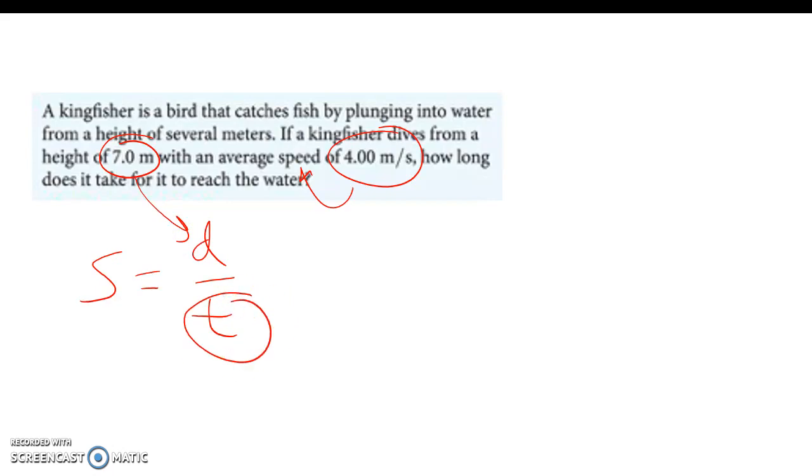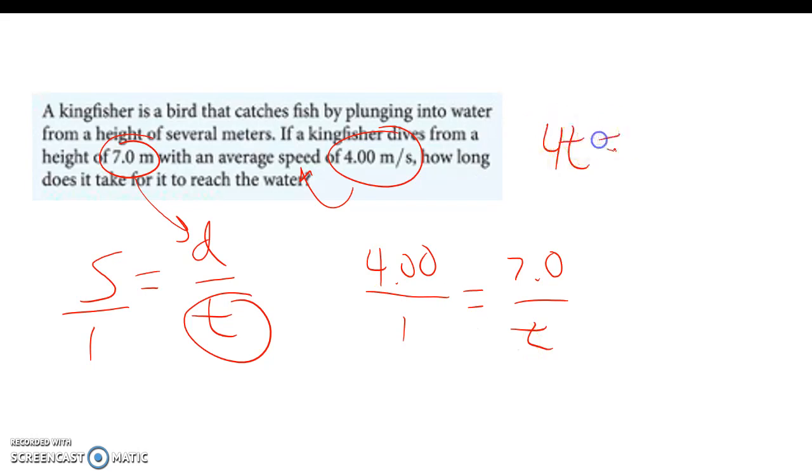A couple different ways to solve this. I'm going to show you a quick way, and that is if we put speed over 1, we can just do a quick cross multiplication. So let's substitute in 4 for speed over 1 is equal to 7 over t. We cross multiply. 4t is equal to 7, and we divide both sides by 4 to get our answer.